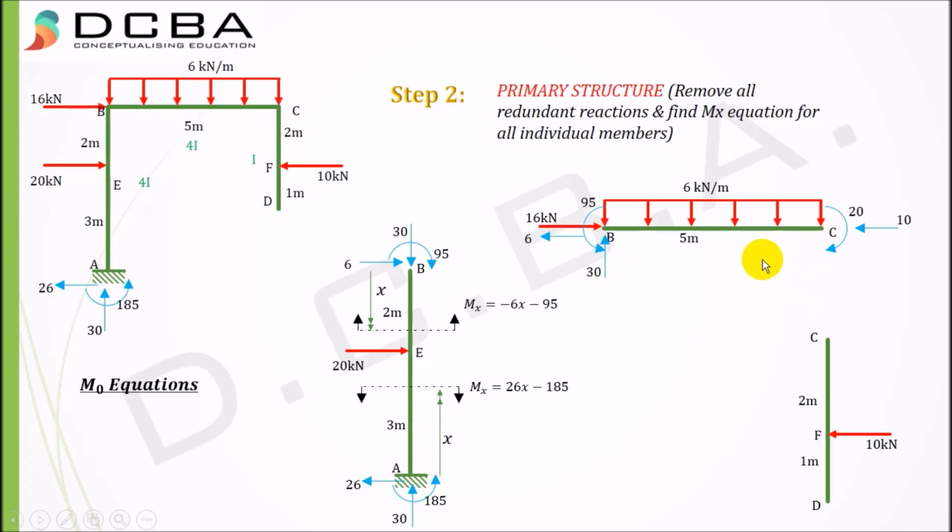Fine. Now I need to find the Mx equation for BC, and I'll be taking my section x starting from point C. The Mx would be equal to minus 20 minus 6x square by 2 because of this UDL as well, right? Minus 20 minus 6x square by 2. Again, we need to translate these reactions at this point, but changing their direction just to cancel the effect of these reactions on one another. So this 10 cancels this 10, this 20 cancels this 20. So overall there is no external force on joint C, right?